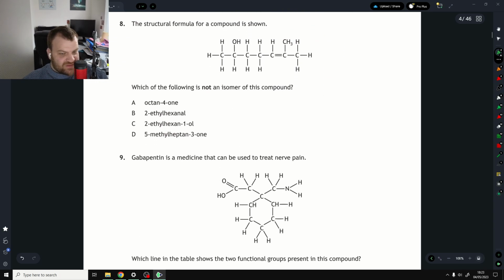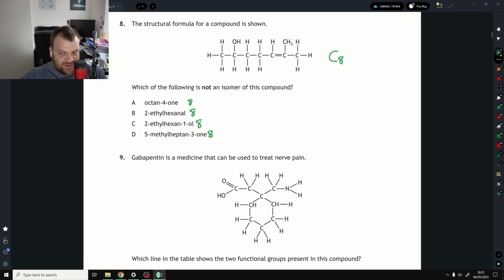We are asked to work out which of these chemicals is not an isomer of this compound. Couple of options. First thing I usually do is check how many carbons are in each of them. We have 8 carbons. This one. We have 8 carbons in octan. We have 2 from eth and 6 from hex. That's also 8. Eth and hex again, that would be 8. And then meth and hept would be 1 and 7, which gives you 8. Can't rule any out in that case.